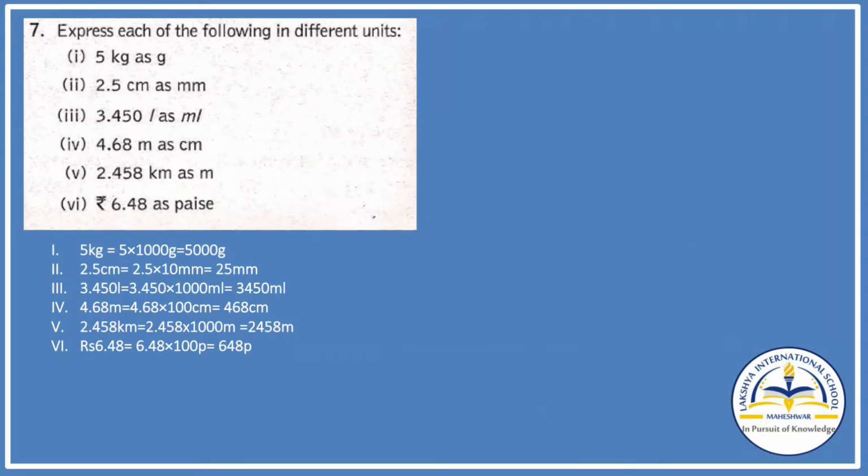Now all the quantities I already explained in the previous question. Now you have to multiply, use 2.5 centimeter. So when you have to convert into millimeter, it means you have to multiply with 10. 2.5 into 10, it means 25 millimeter. Now 3.450, it means the value is given in liter. You have to convert them in milliliter. So you have to multiply with 1000.